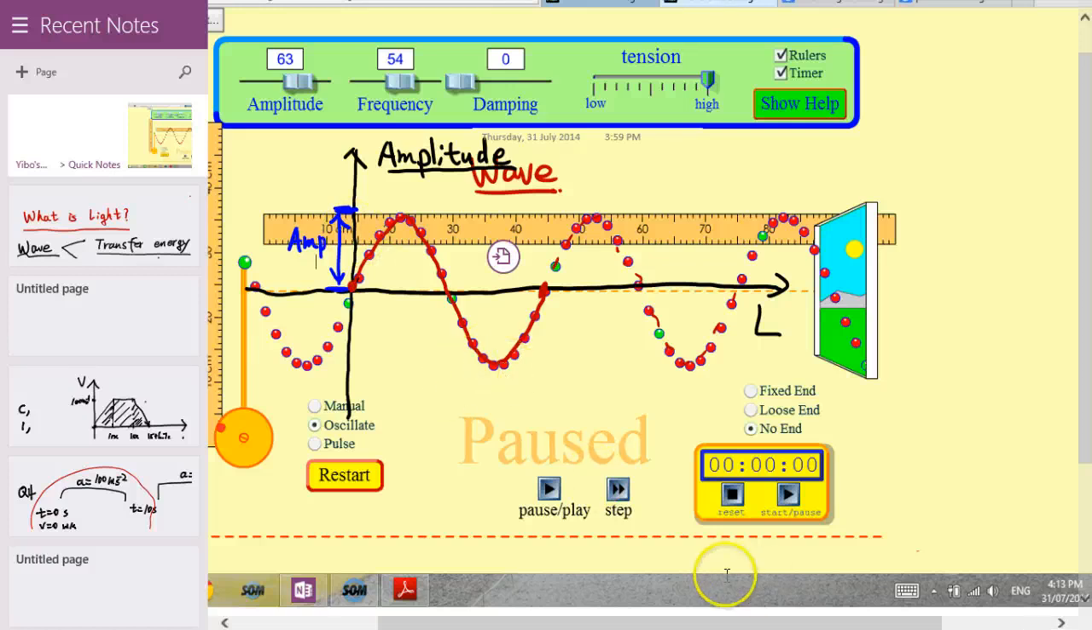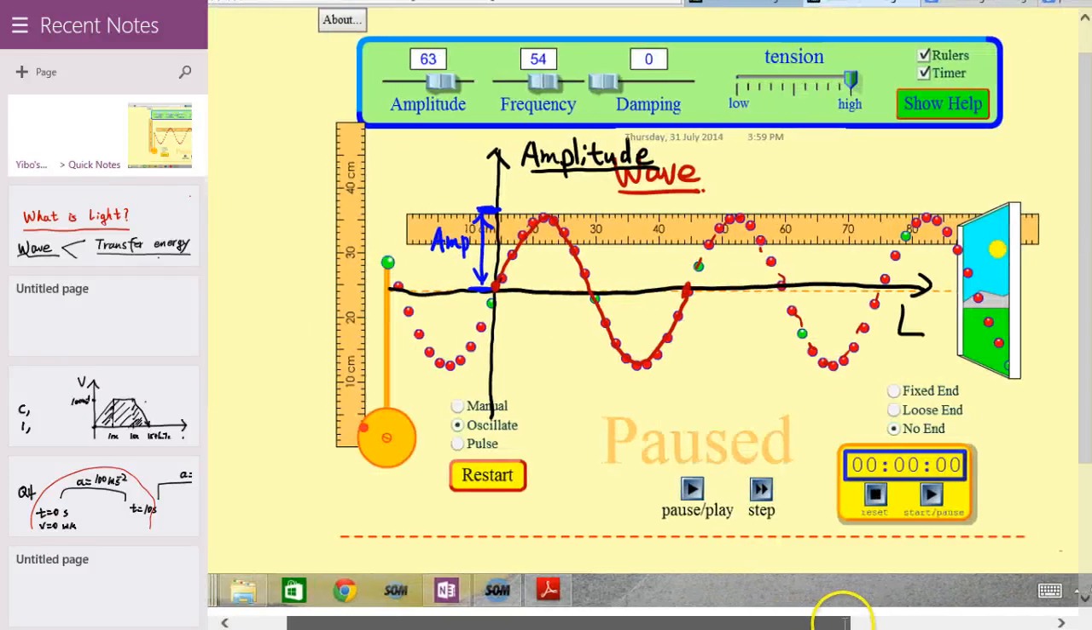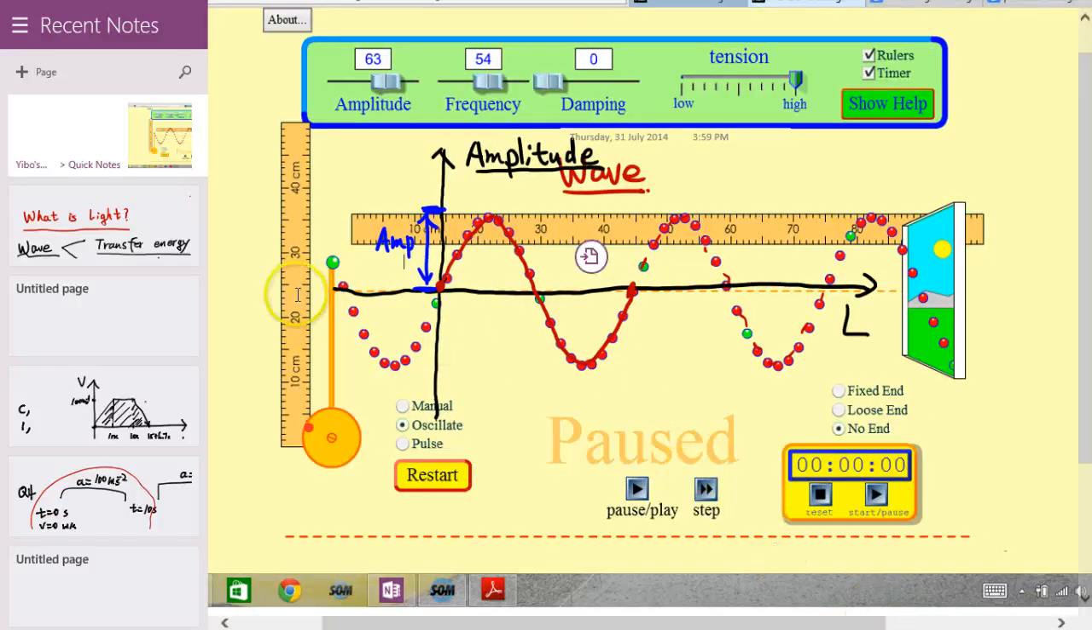So if we read it, it's approximately 10 centimeters in this case, from the ruler on the left hand side. So here it is the amplitude of the wave. It means the particle moves 10 centimeters up and then 10 centimeters down. So we have this shape.